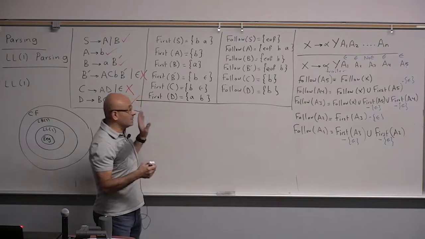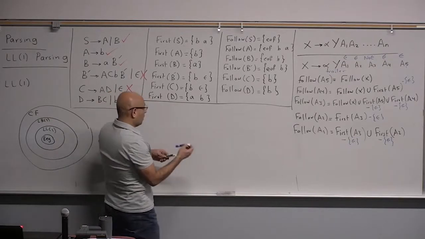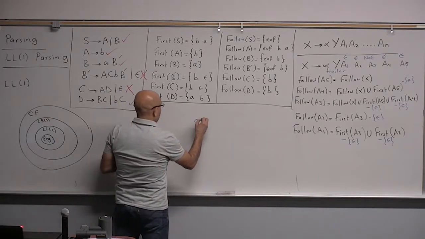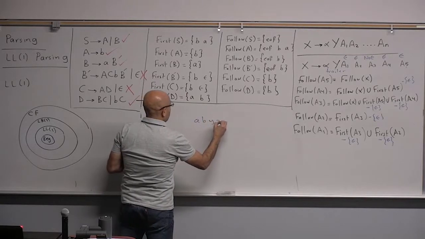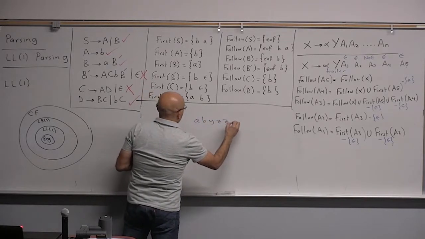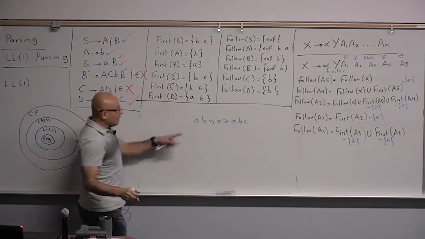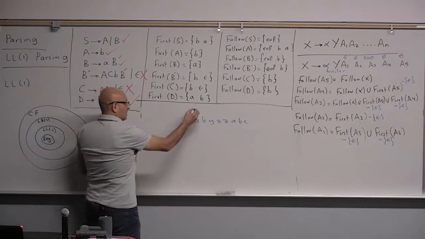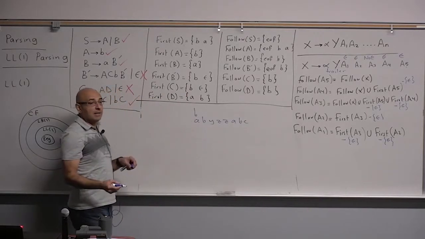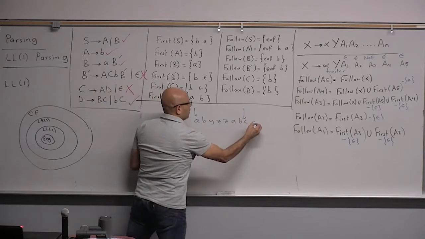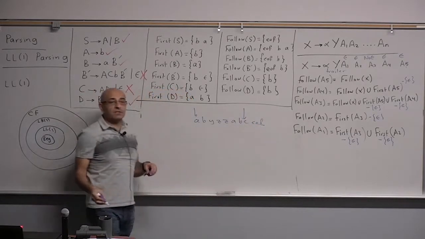So when you look at a string, A, B, X, Y, Z, A, B, C, every symbol in this string is followed by something, except the last one, which is followed by end of file. Nothing is followed by an epsilon.